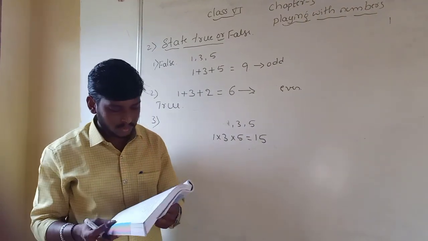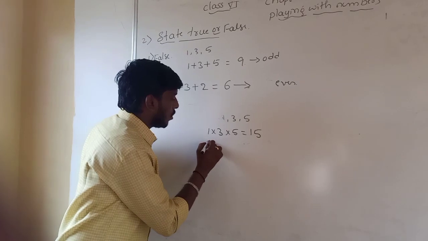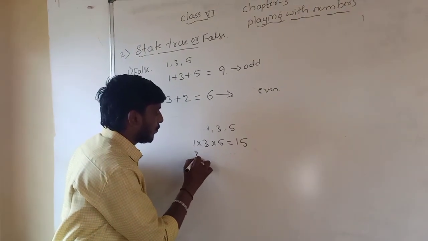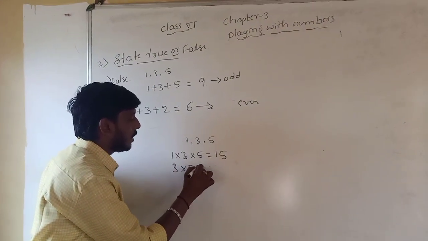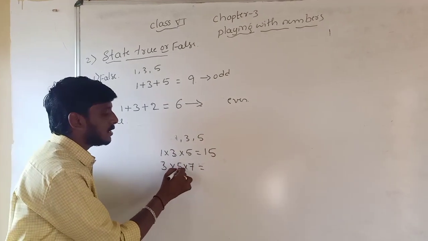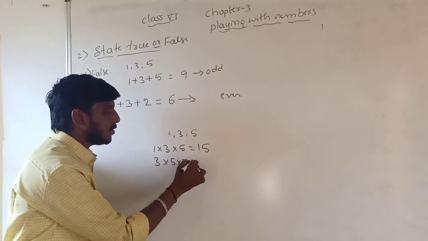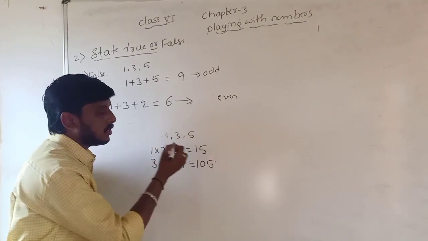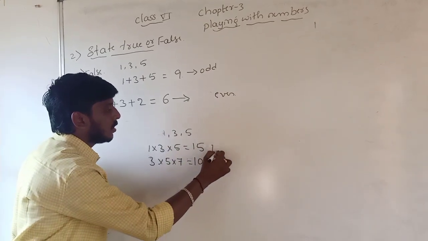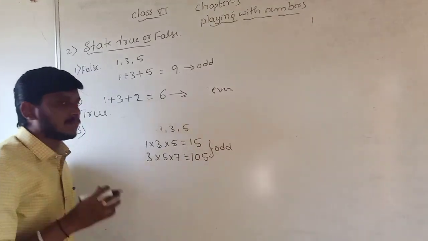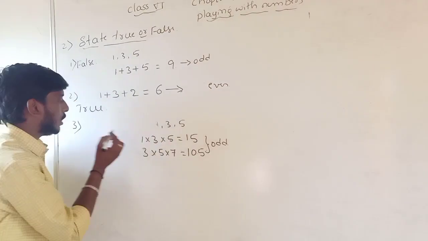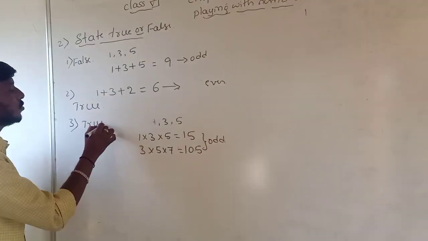Take one more example. 3, 5 and 7. 3 fives are 15. 15 sevens are 105. 105 is also what? An odd number. It means the product of three odd numbers is always odd only. The statement is true.